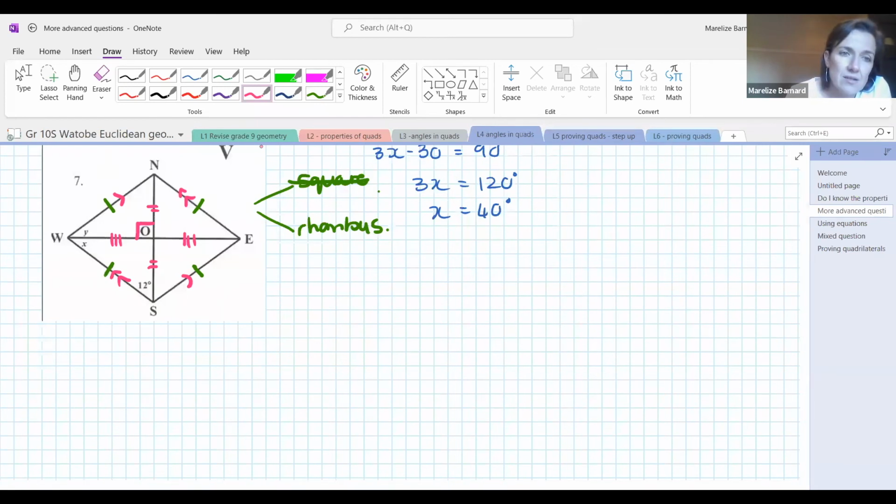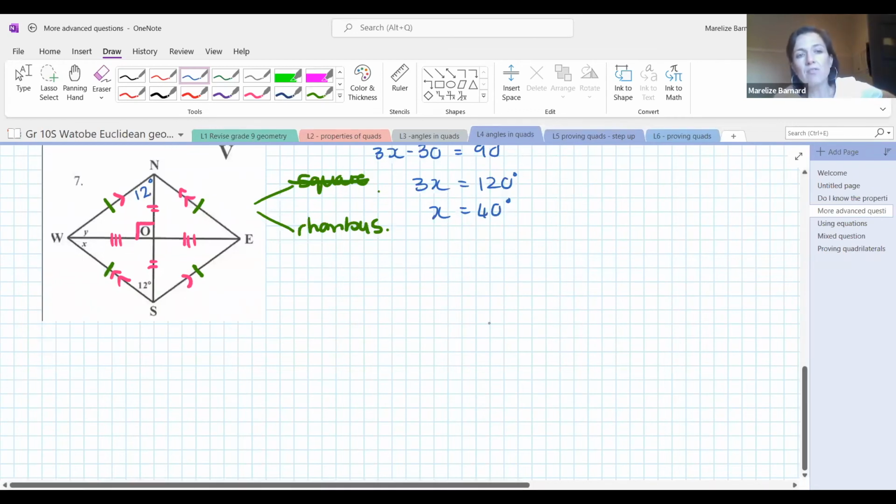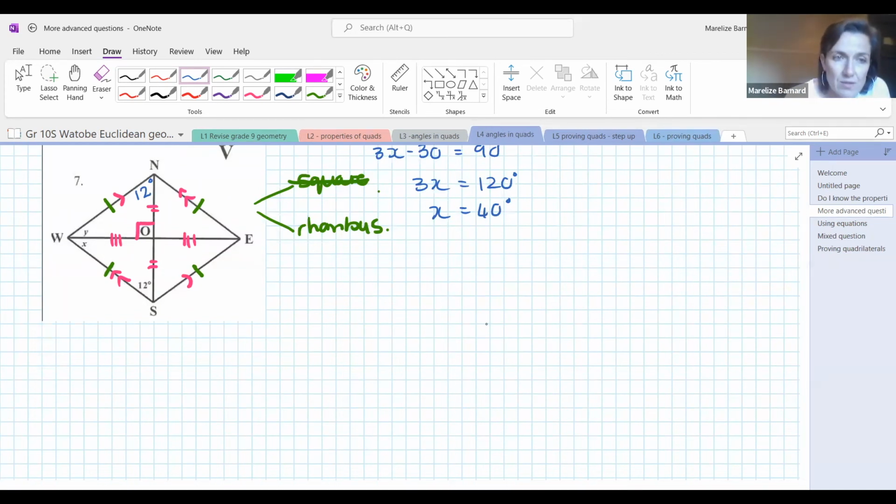And that's actually enough. But because of this isosceles triangle, this is also 12. Angles opposite equal sides. And that's enough information for us to solve for x and y, because we've got the 90 degrees here, and we've got 12 and x, and in this other triangle, WNO, we've got 90 and 12 and y.